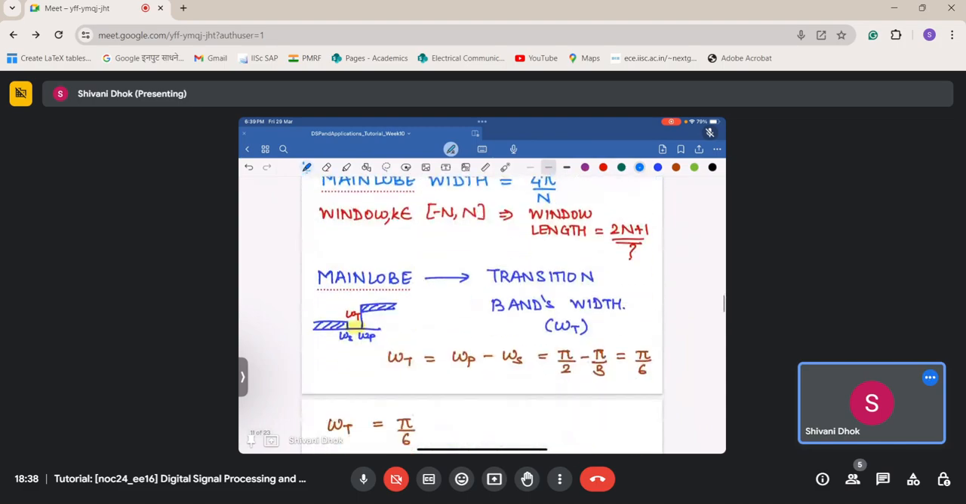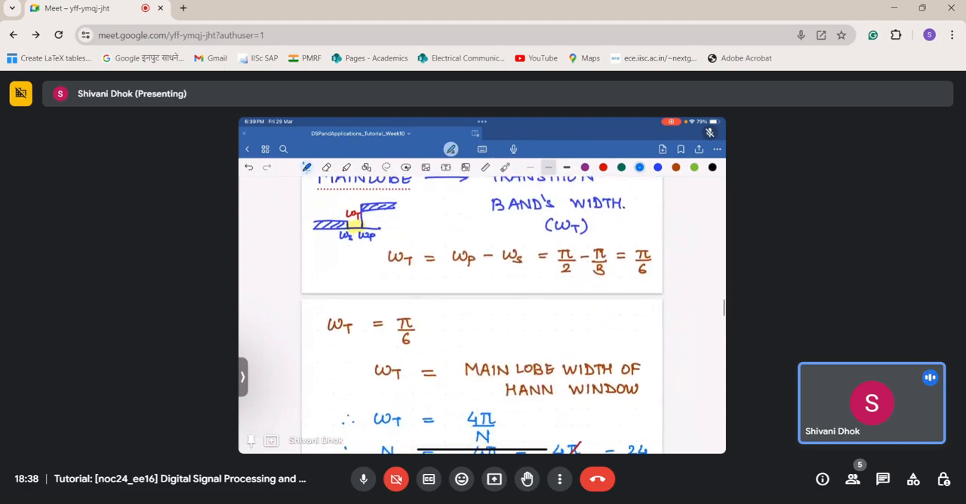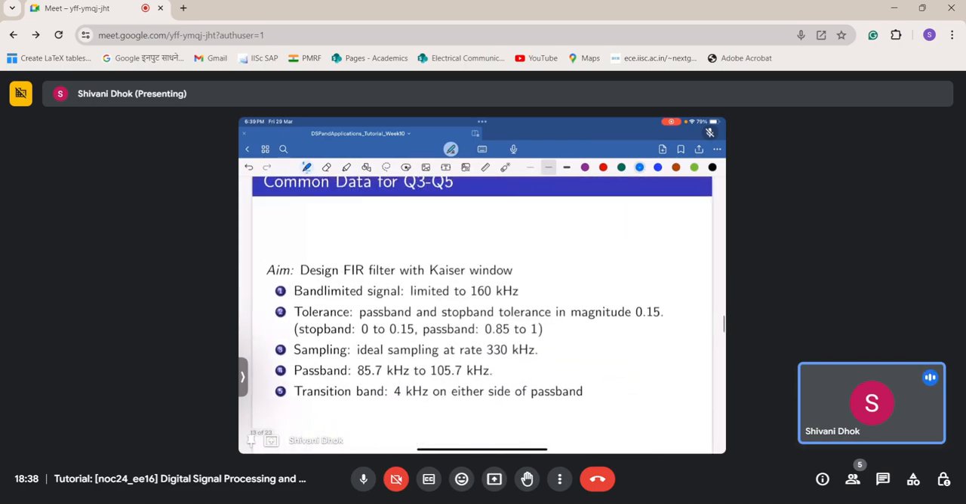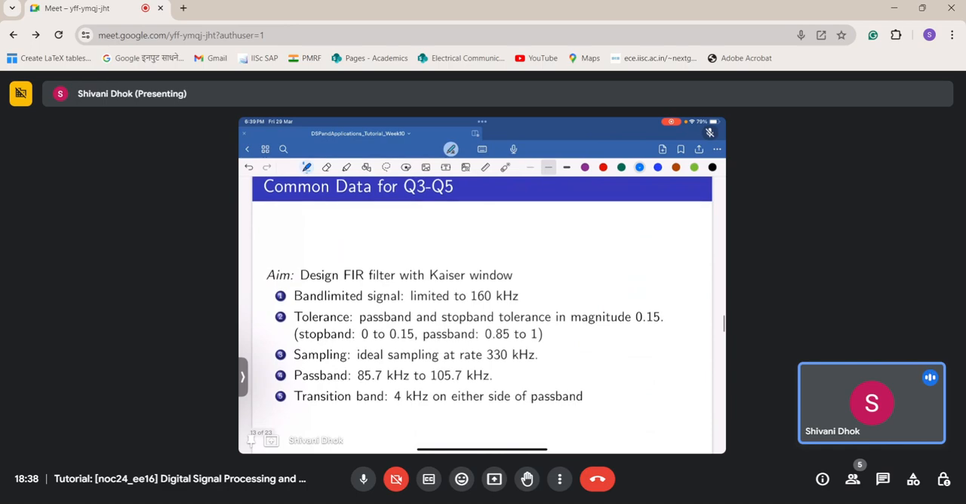Okay. If there are no questions, then I'll move on to the third question now. So yeah, the third question is somewhat filter designing. It's not too involved, just a small question.